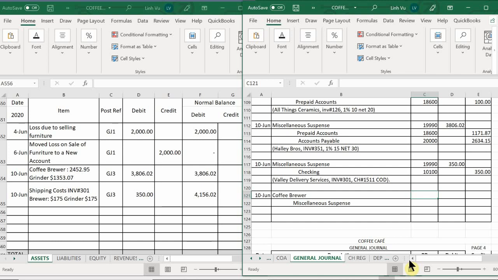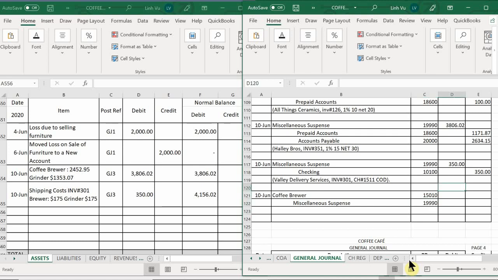Where is it? The coffee, the desk, the counter. The grinder is here. Oh, here, 15,010. Okay. And miscellaneous is 19,990. Okay.